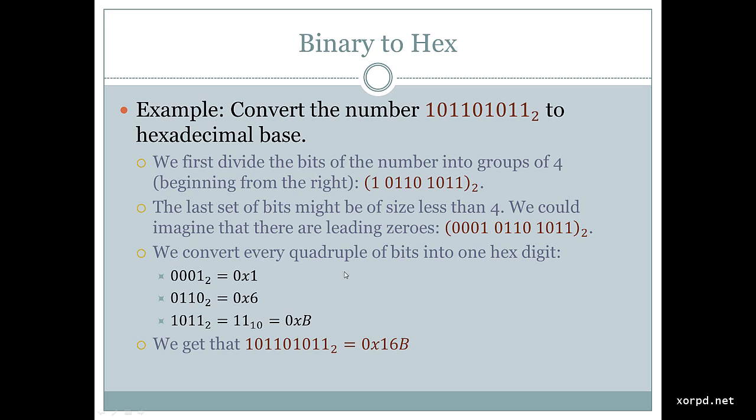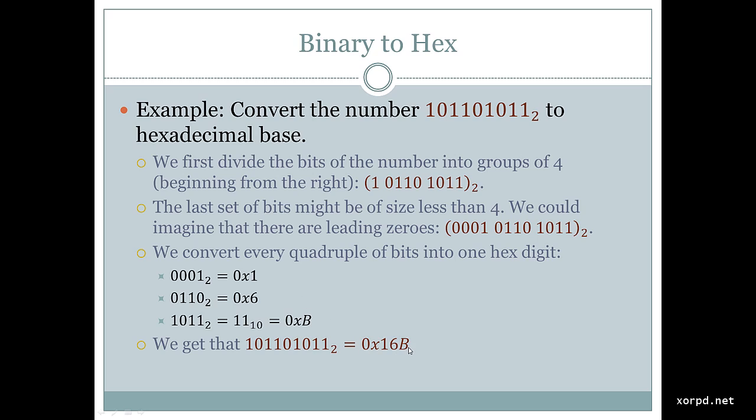Now we can convert every quadruple of bits into 1 hex digit. So for example, in this number, the first quadruple, which is just 1 in base 2, equals 1 in base 16. The next quadruple, 110, equals 6 in base 16. And the last one, 1011 in base 2, equals 11 in base 10, which is the digit B in hexa. We finally get that the original number that we wanted to convert equals 16B.